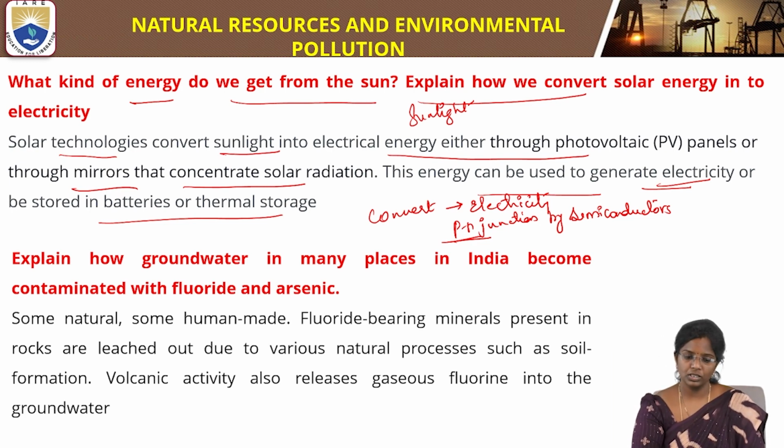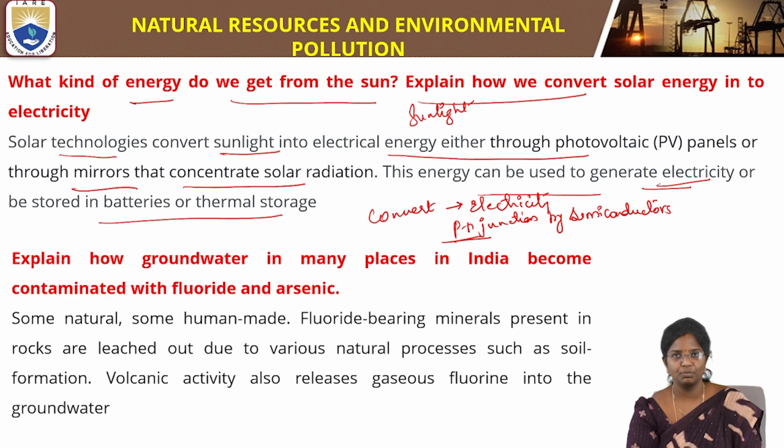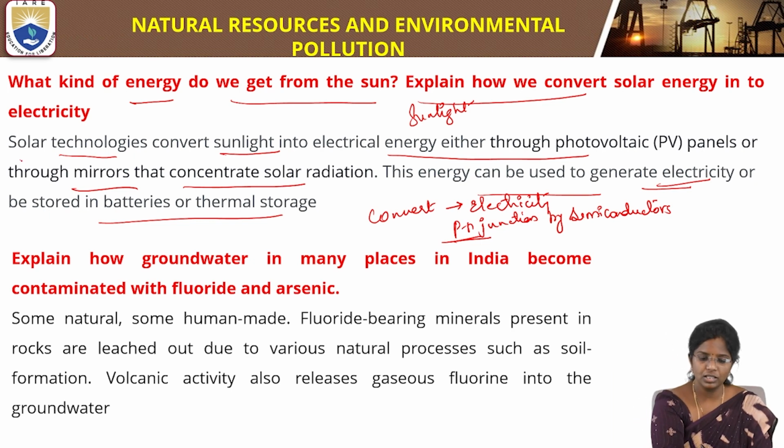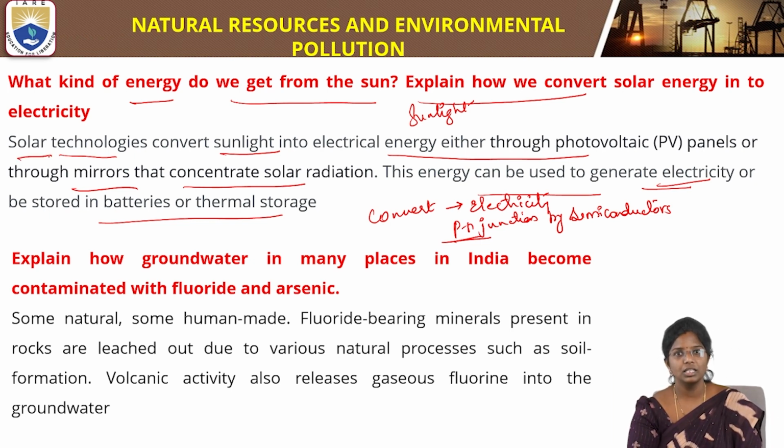So depending on the question that they give, we have to answer whether concisely or in the expanded form. So here it is a short answer. So we just need to write: solar technologies convert sunlight into electrical energy through photovoltaic panels or mirrors that concentrate it. So this is sufficient for that.